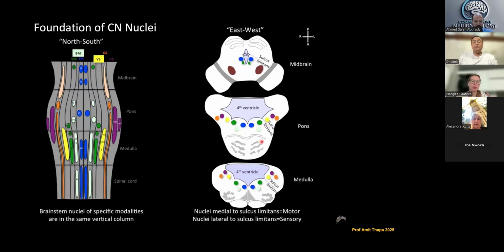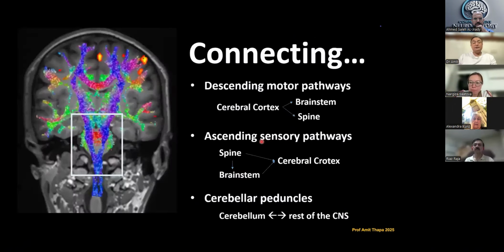So this north-south and east-to-west arrangement is seen throughout the midbrain, pons, and medulla. And this is very important for us to perceive, because these are the areas we have to keep in mind when we are approaching inside the midbrain, pons, and medulla, because these are the areas which will define the safe entry zone, as we will discuss in further slides. So all the sensory nuclei lie outside the sulcus limitans.